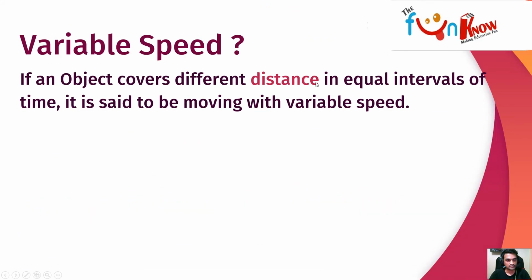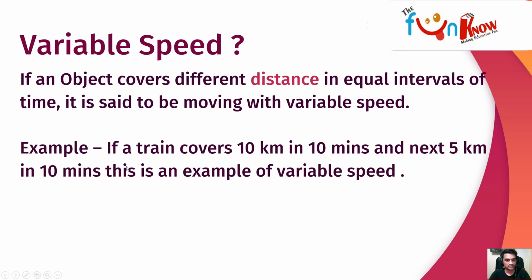Variable speed. If an object covers different distance in equal interval of time, it is said to be moving with variable speed. Let's consider a train example. If a train covers 10 kilometers in 10 minutes and next 5 kilometers in 10 minutes, this is an example of variable speed. See, here the train covered 10 kilometers in the first trip, and in the second stage it covered 5 kilometers in 10 minutes. It means that the train decreased its speed. So this is an example of variable speed.